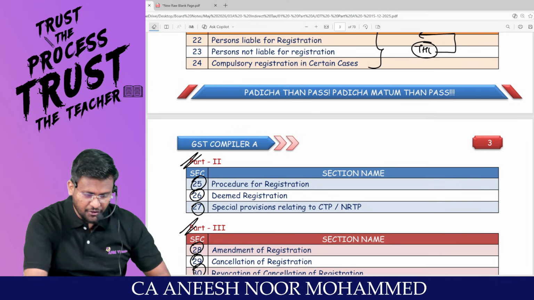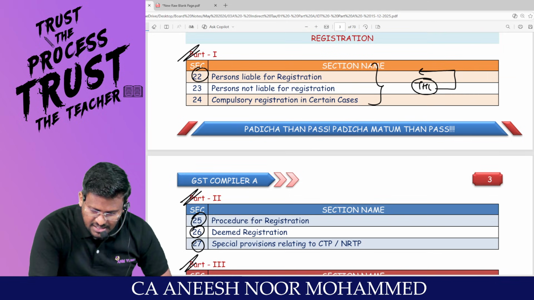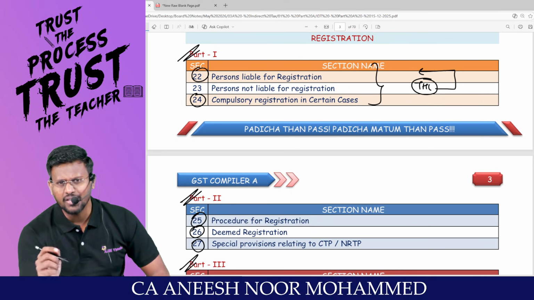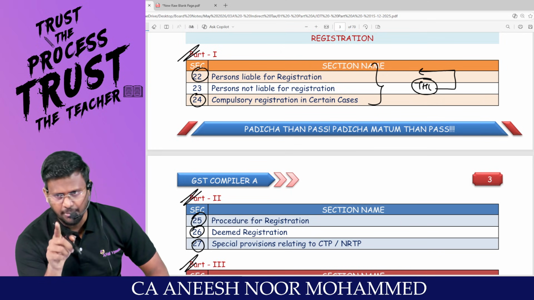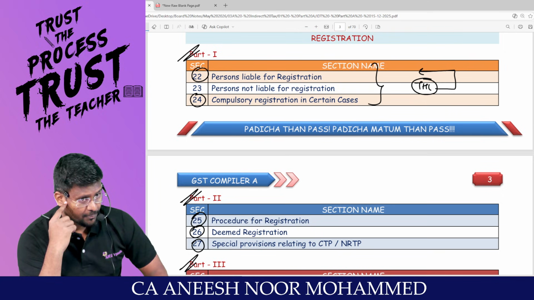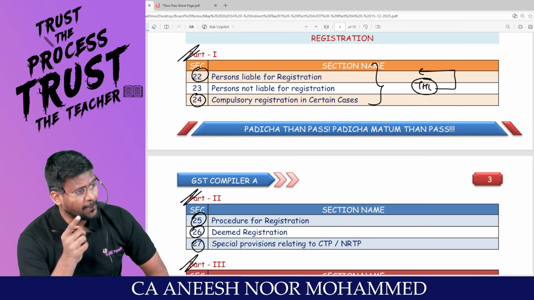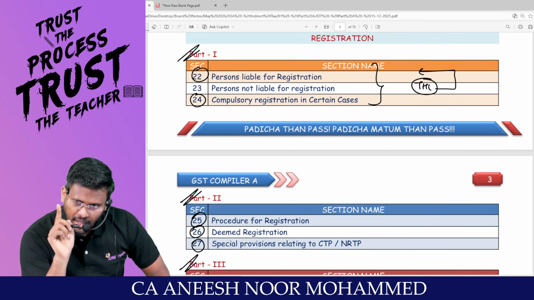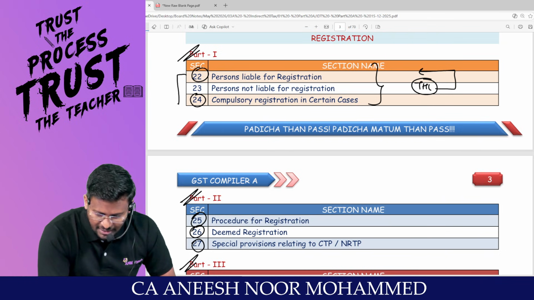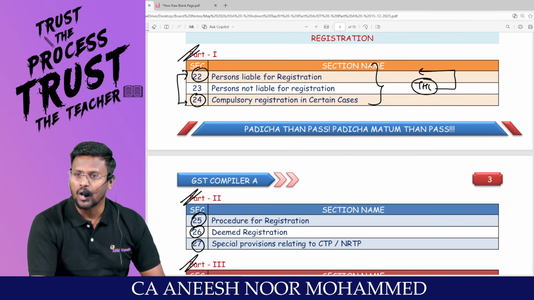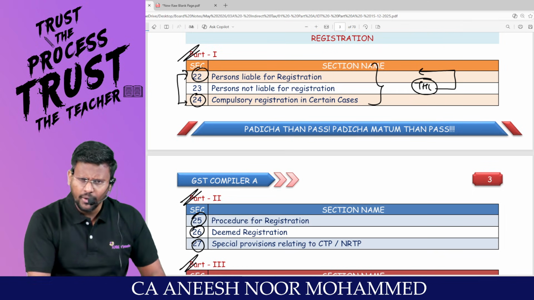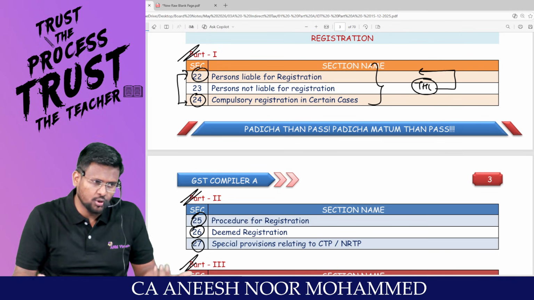Okay, sir. If I fall under either section 22 or 24. What is 22? Person liable for registration. Then you are liable to take registration. What is section 24? Compulsory registration. That means you are compulsorily liable to take registration. That means if a taxpayer falls under either 22 or 24, then he is liable to take registration.